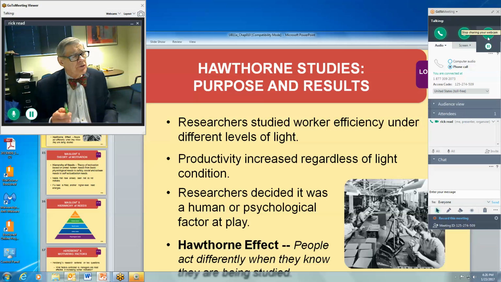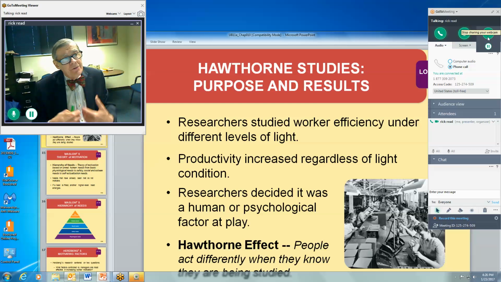What the researchers found out was that regardless of the light conditions, how much light there was or how much light there wasn't, productivity increased. And they found out that this was a twofold thing. Number one, it was the group working together. And second, people work differently when they know they're being observed, or as the slide says down at the bottom, being studied. So it's the same difference.